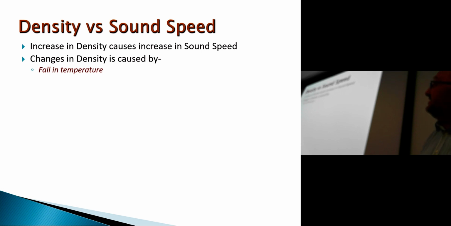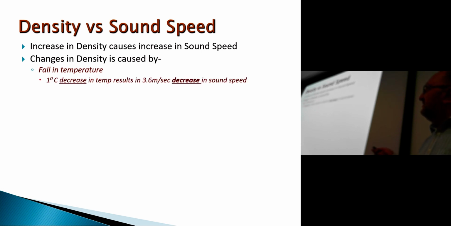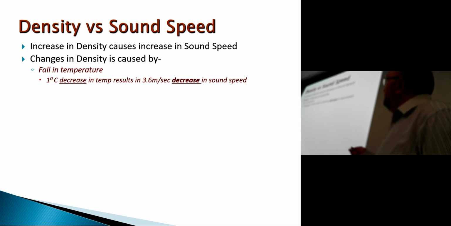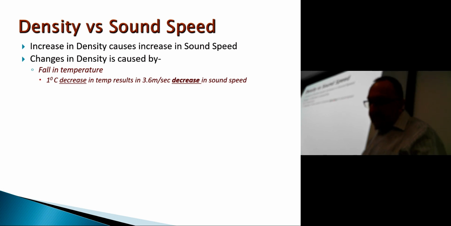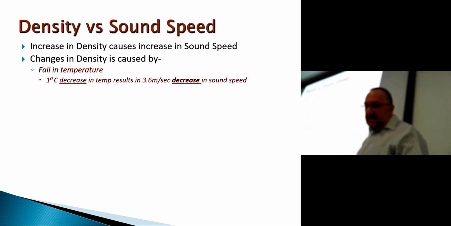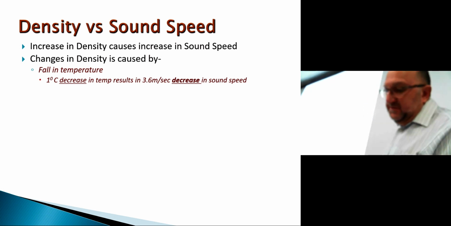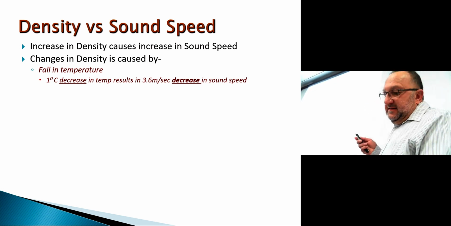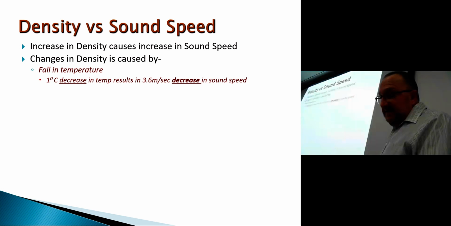And those changes in density are caused by a fall in temperature. So a 1 degree decrease in temperature results in a 3.6 meters per second decrease in sound speed. Decrease in temperature, decrease in sound speed. Density of seawater is proportional to its temperature, but the opposite is true for salinity and depth.